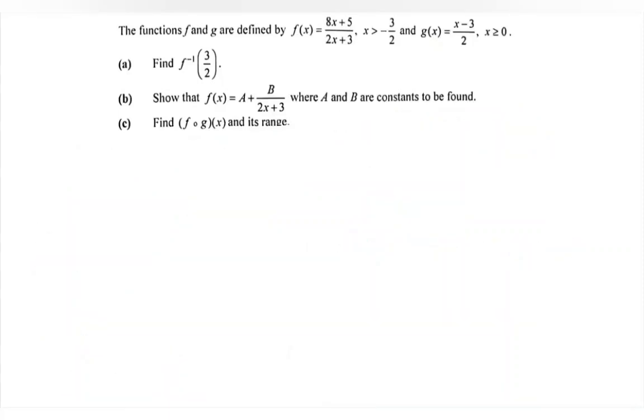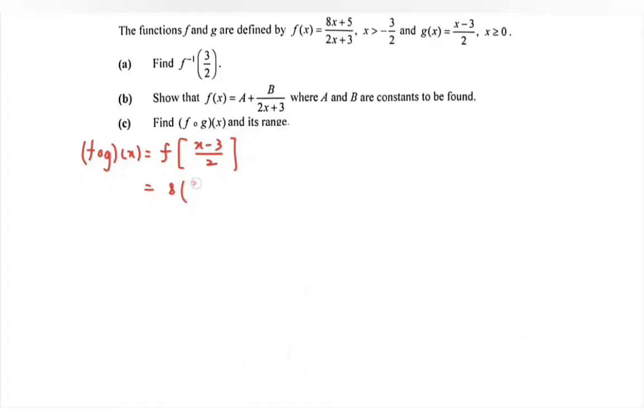Kali refers to C. Find the f∘g and also its range. So composite function f∘g means that we have f(g(x)), where g(x) is (x - 3)/2. Kali substitute the g into the f.